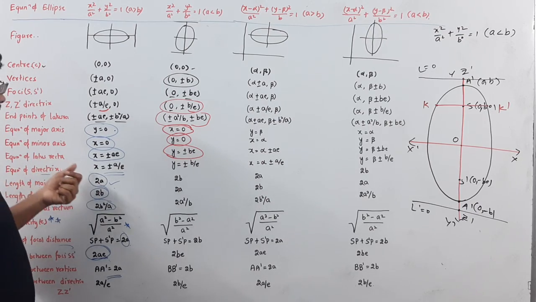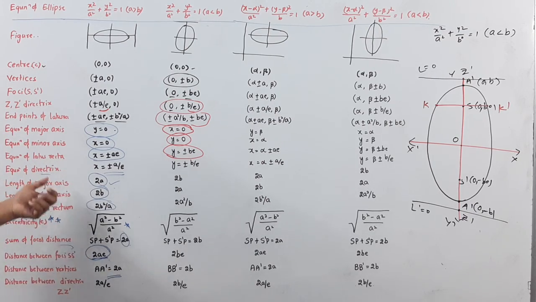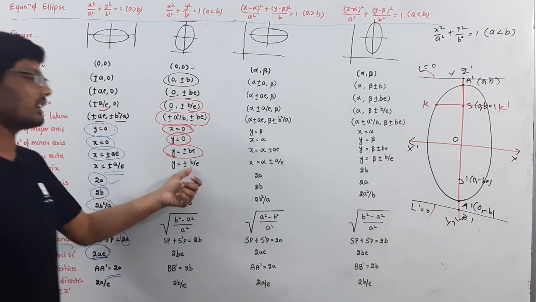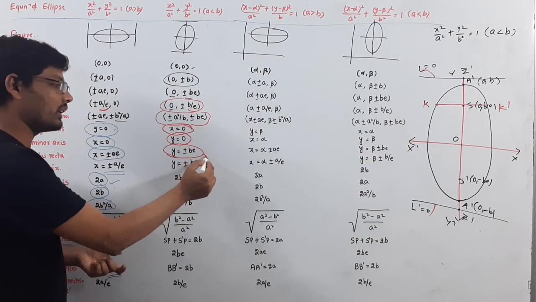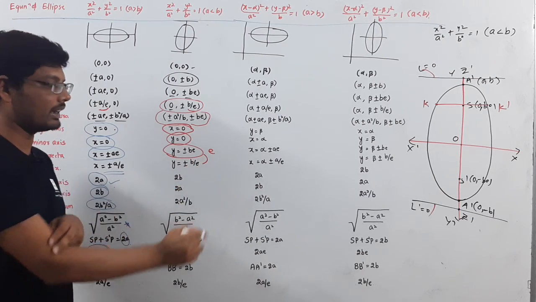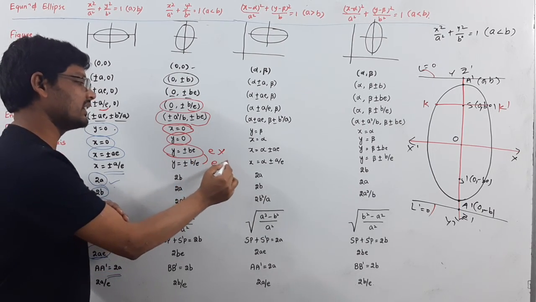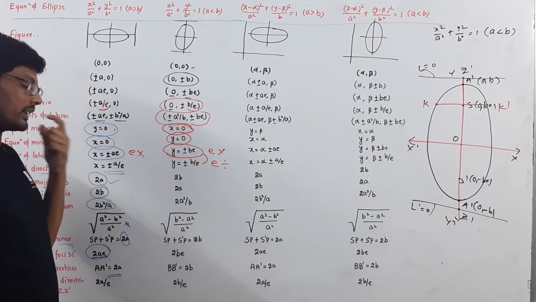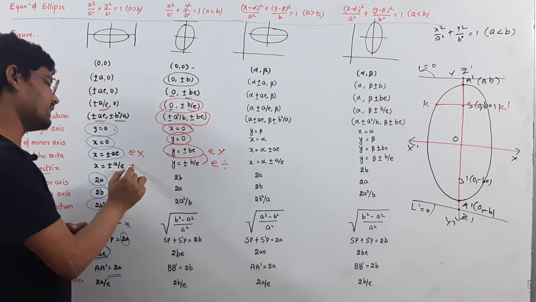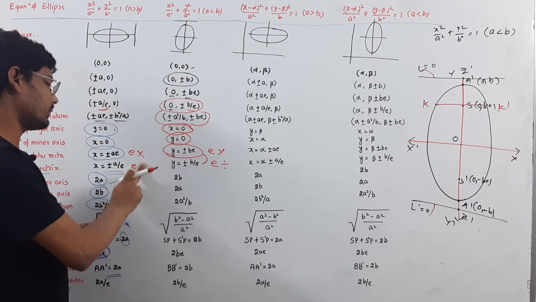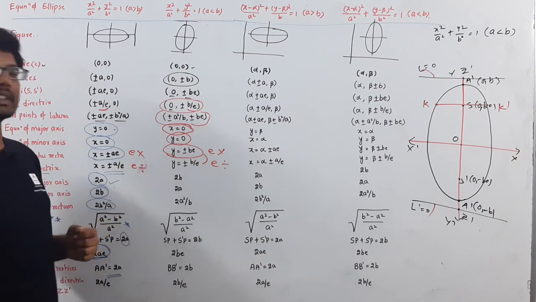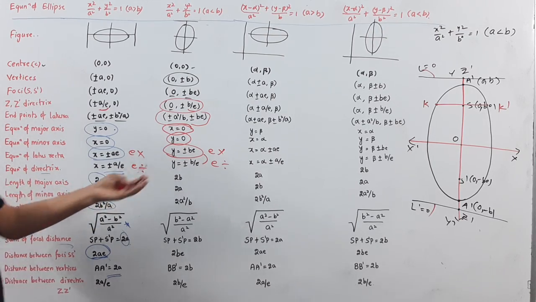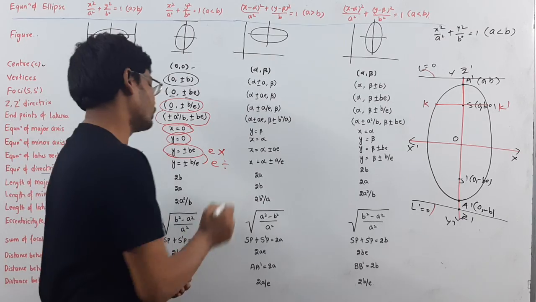And the equation for the directrix here is y is equal to plus or minus B by E. The only difference is that here eccentricity is multiplied and here eccentricity is divided. Here also, eccentricity is multiplied, eccentricity is divided. So this is a shortcut trick to identify and to remember here.